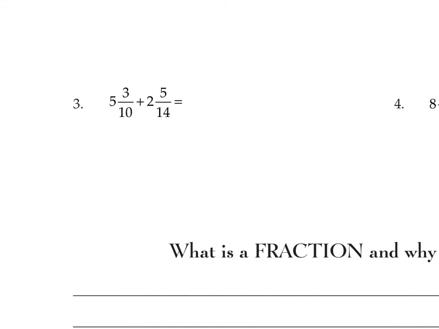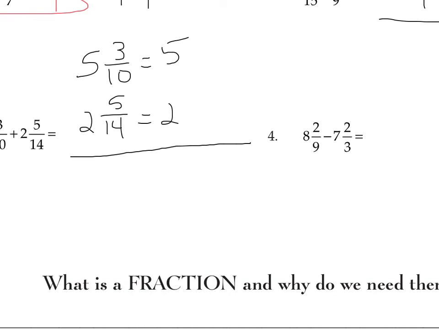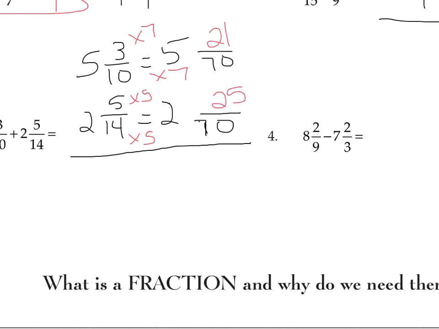All right, we're going to add some mixed numbers. So we have 5 and 3/10 plus 2 and 5/14. So we don't need to do anything with the whole numbers. I'm going to keep the whole numbers. We just need to change the denominators of these fractions. The smallest number that 10 and 14 go into is 70. So 10 times 7 makes 70. So 3 times 7 in the numerator is 21. 14 times 5 is 70. So 5 times 5 in the numerator gives us 25.